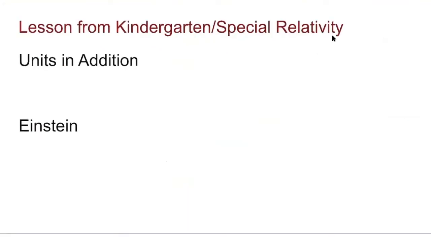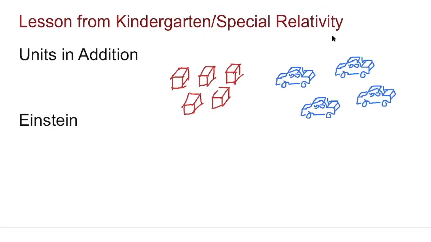So, special relativity is kind of like kindergarten. We're going to think about special relativity in kindergarten terms, or vice versa, kindergarten ideas in terms of special relativity. So let's say we have a student, Nicholas. Little Nick has 5 red blocks and 4 blue cars, and he's sitting there on the floor in kindergarten playing with his cars and his blocks. Somebody asks him what he has there, and he wants to say he has 9 of something. But what does he have 9 of?